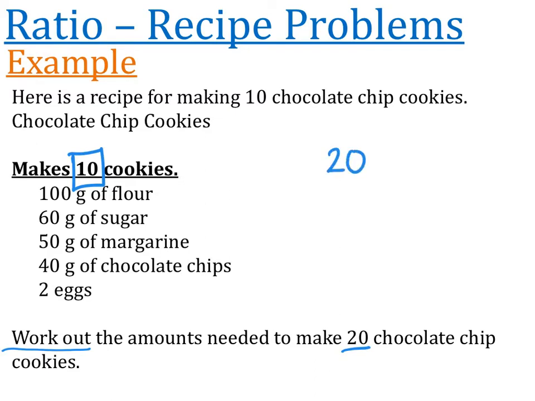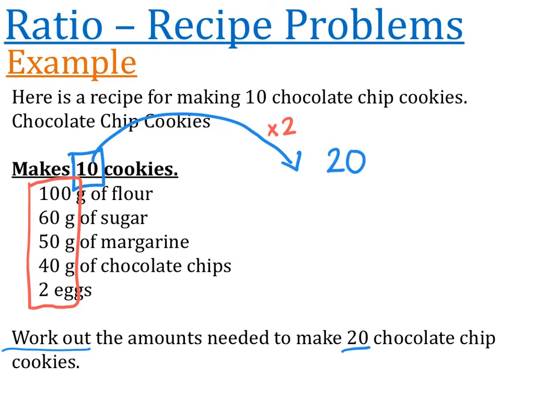So what we need to do is find out how we can get from 10 to 20. And the easiest way that I know to get from 10 to 20 is to times it by 2. So I'm going to times all of these numbers in this list right here by 2. So to get from 10 to 20, I do times by 2.